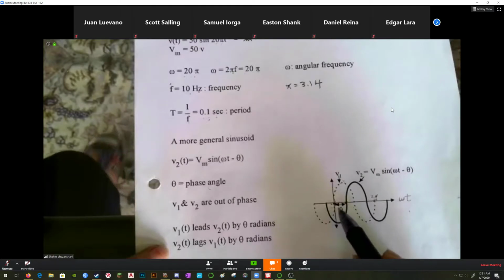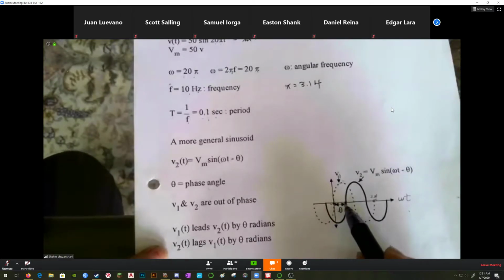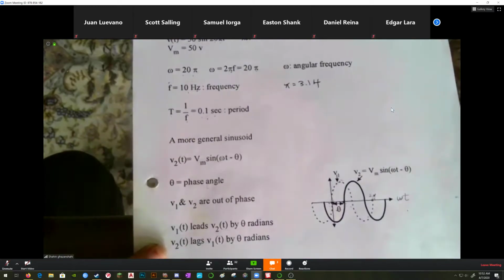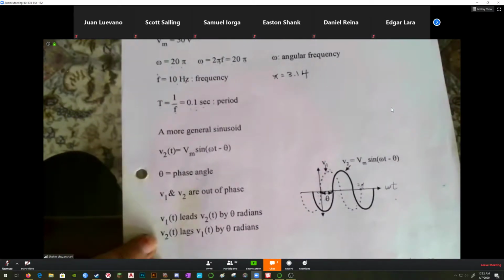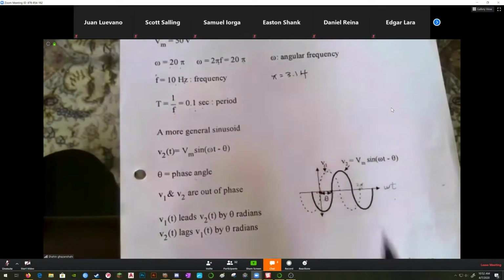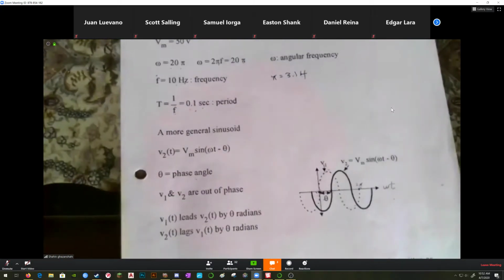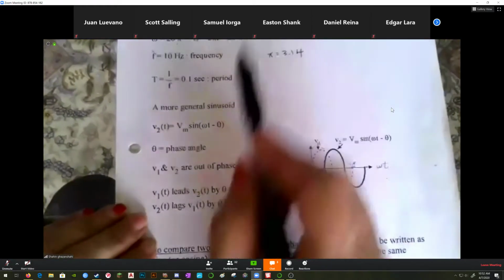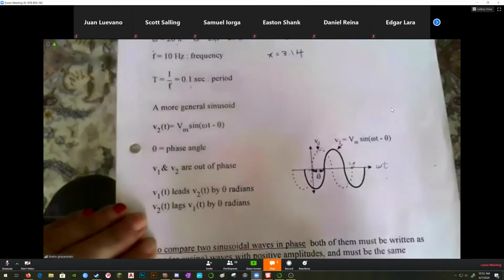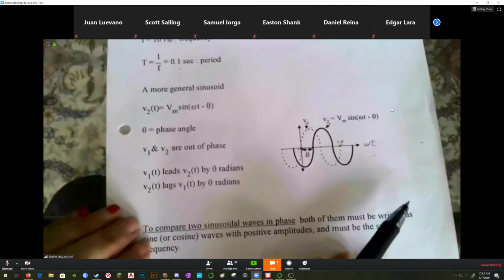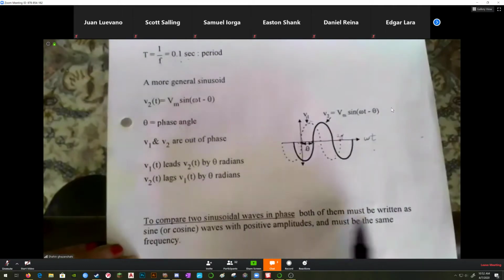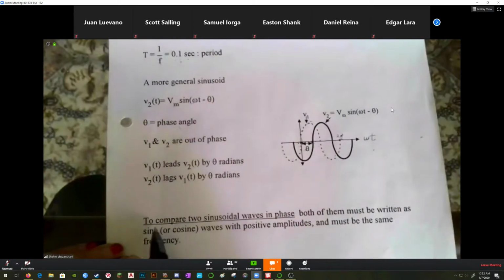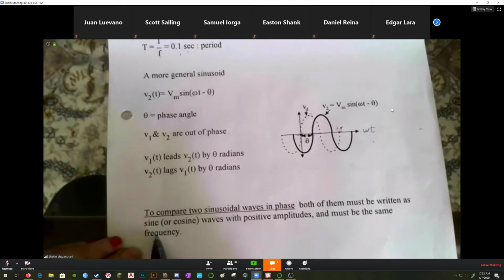Now, when you are comparing these two signals on phase angle, they should have the same frequency. We cannot measure the phase angle difference between two signals which have a different omega. So they should have the same omega. Both of them have the same frequency, the same angular frequency. I wrote it for you. So this sentence is very important.